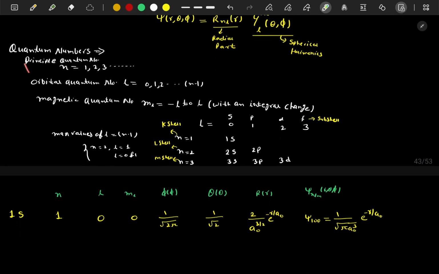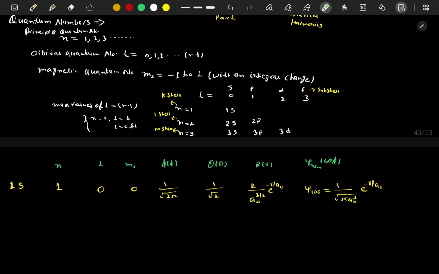Now what are the quantum numbers? This is the principal quantum number. Orbital will be L equal to 0 to n minus 1. Maximum will be L equal to n minus 1. And m is minus L to plus L. So L is 0, 1, 2, 3, SPDF subshell, and KLM is the shell. So KLM shell represent n equal to 1, 2, 3.